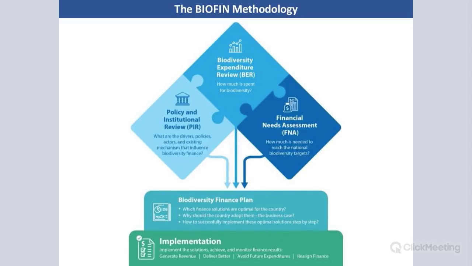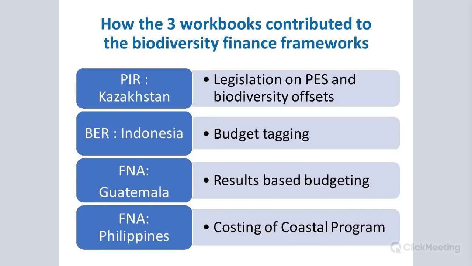The Finance Needs Assessment estimates how much is needed to fully implement the NBSAP or other national plans with relevant biodiversity components. Like the BER, the costing of the NBSAP is not straightforward because many of the NBSAPs lack quantifiable targets. The next slide shows how the PIR, BER, and FNA have directly resulted in policy enhancement, system or procedural enhancements, and immediate finance results.